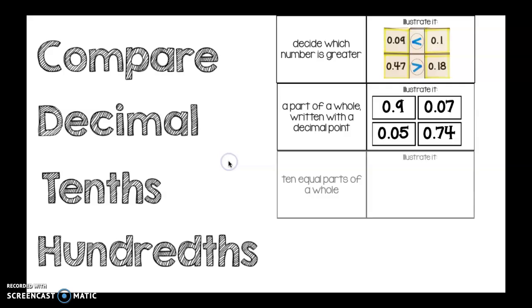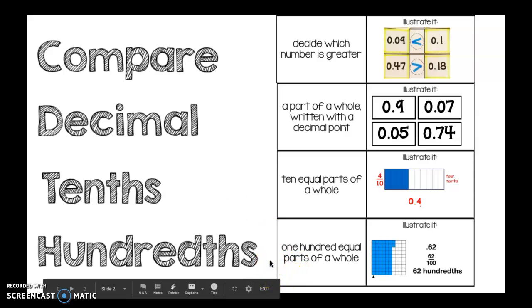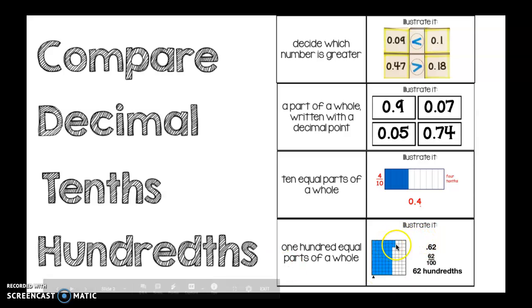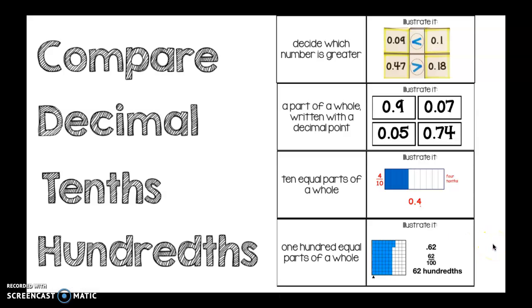Next is tenths, which means 10 equal parts of a whole. It can be illustrated using our picture, written as a fraction, as a decimal number, or in word form. Finally, we have hundredths, 100 equal parts of a whole. Again, we have our illustration. We have it written as a decimal point, as a fraction, and in word form.